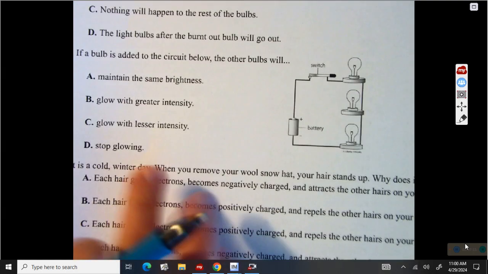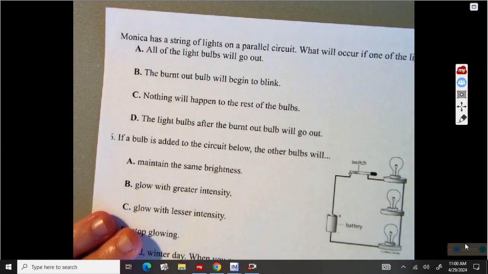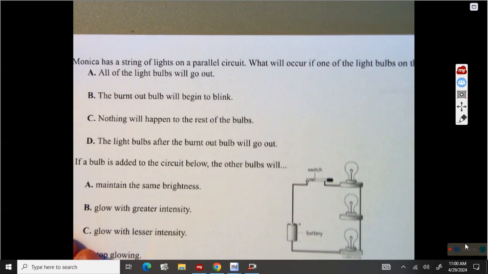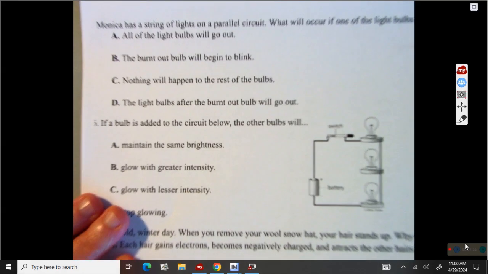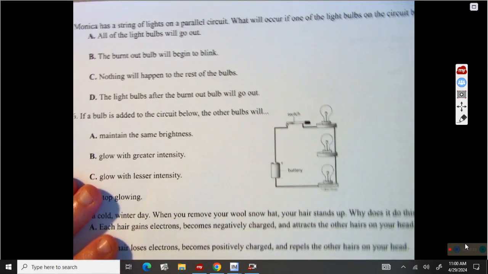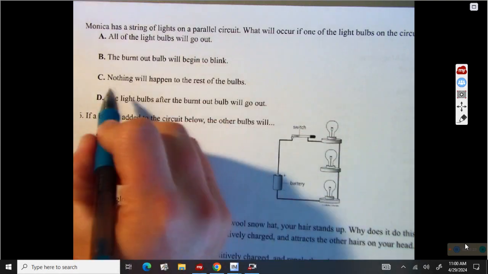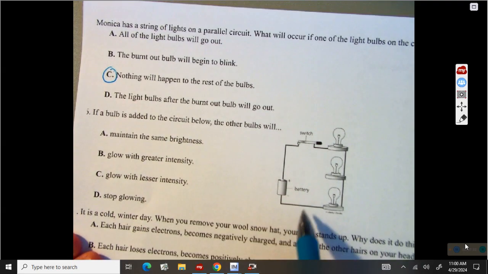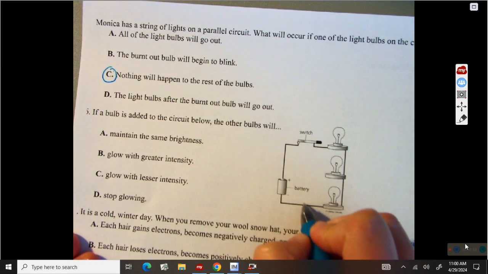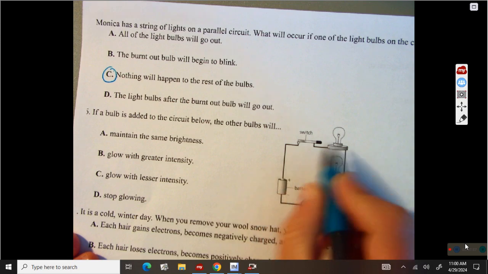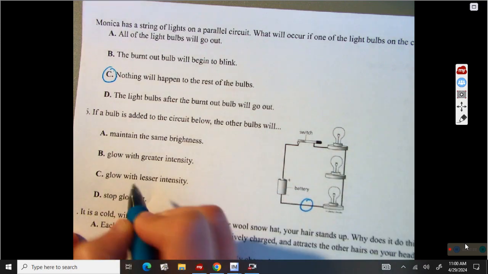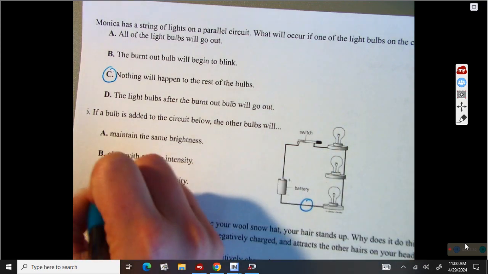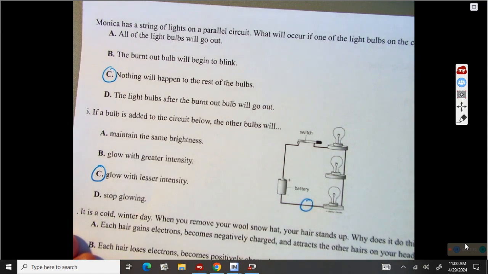Now, we flip to the back of this page. Monica has a string of lights on a parallel circuit. What will occur if one of the light bulbs on the circuit burns out? If it's parallel, nothing will happen to the rest of the bulbs. If a bulb is added to the one below, if we added another bulb right here, that means less current is going to the other three. So the other bulbs will glow with lesser intensity.